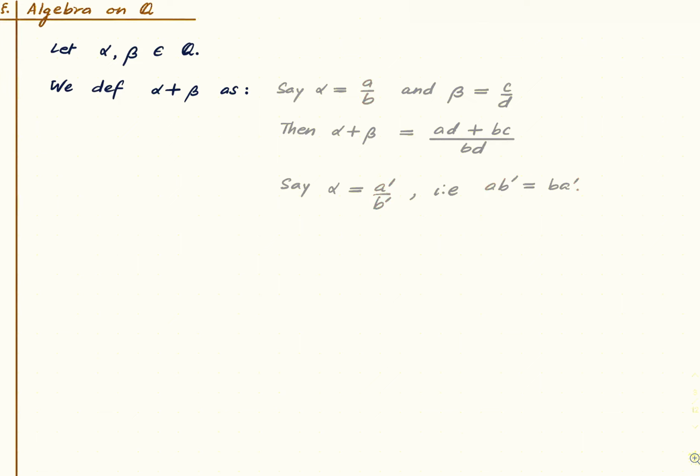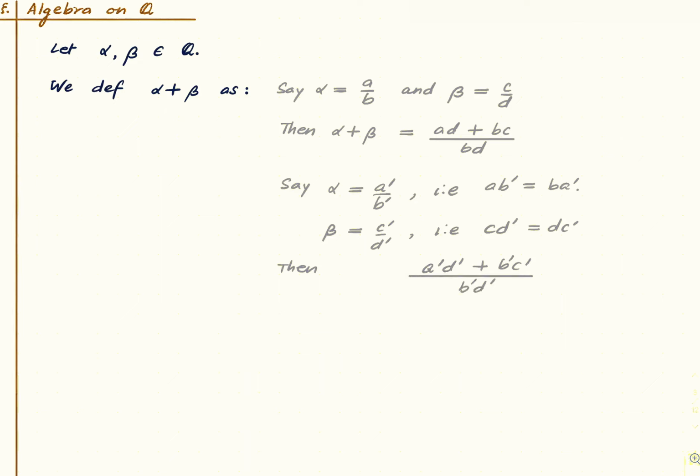So suppose this is given. Is it true that, say beta is C prime by D prime? That is, CD prime is equal to DC prime. So then, what about this guy? Then this thing, A prime D prime plus B prime C prime by B prime D prime.